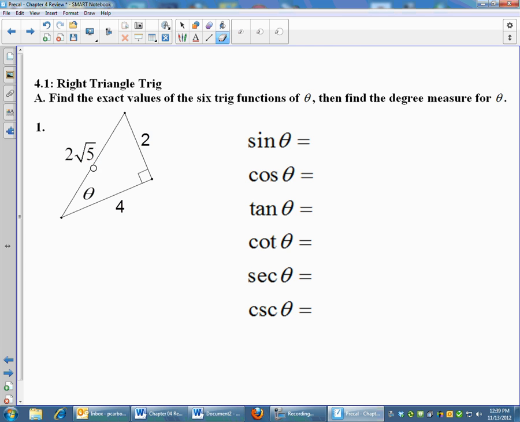To answer the rest of the questions, this is a trig function question, and this is using good old SOHCAHTOA. So SOHCAHTOA, make sure you spell it right. If you misspell SOHCAHTOA, it's really going to mess you up.